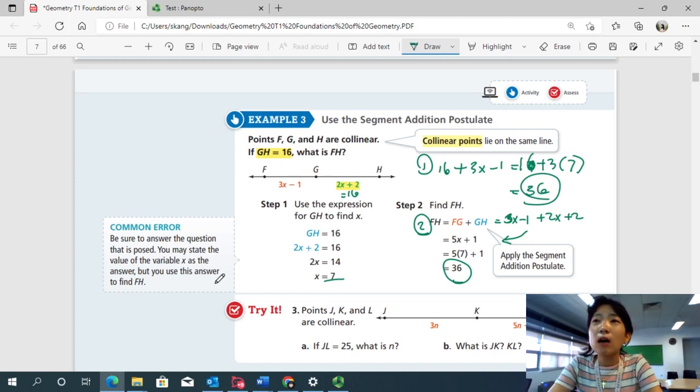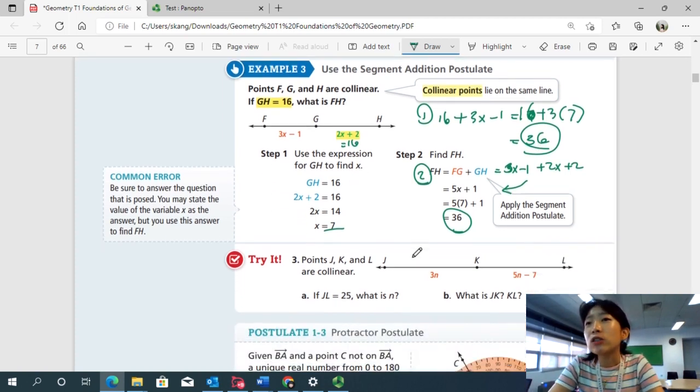It's the same logic. Alright, now it's your turn. Let's do try number 3. Points J, K, L are collinear, they're on the same line. If JL is equal to 25, what is N? What is JK and KL? Figure it out by yourself. Come back when you're ready for answers.